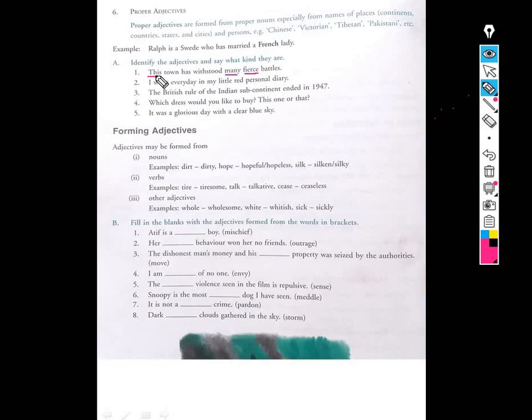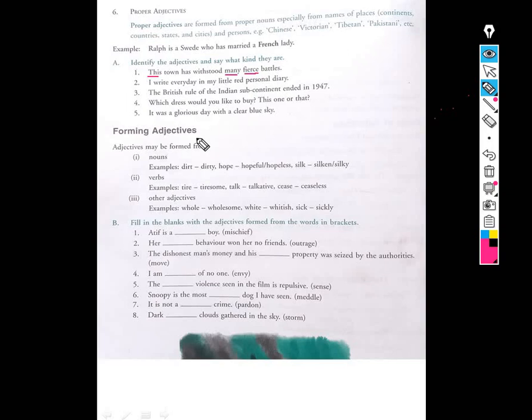So this is a demonstrative adjective, this town, pointing out a town. And many battles, many is showing the number, so this is an adjective of quantity. Fierce is showing the manner, so this is an adjective of quality, showing the quality of the battle, that the battle was severe. In this way you will find the adjectives in the rest of the examples. You will underline the adjectives, then you will write their kind in your notebooks.